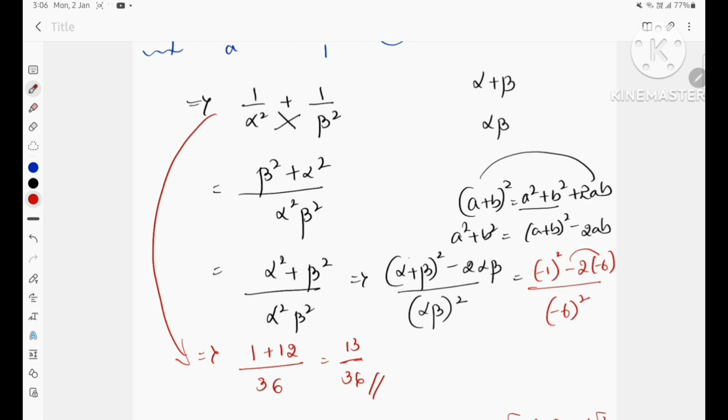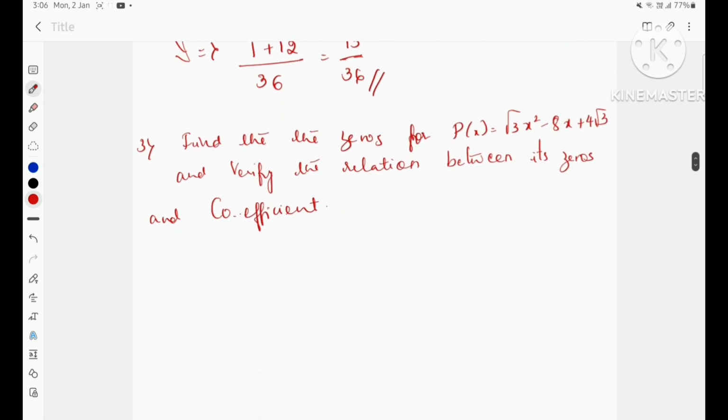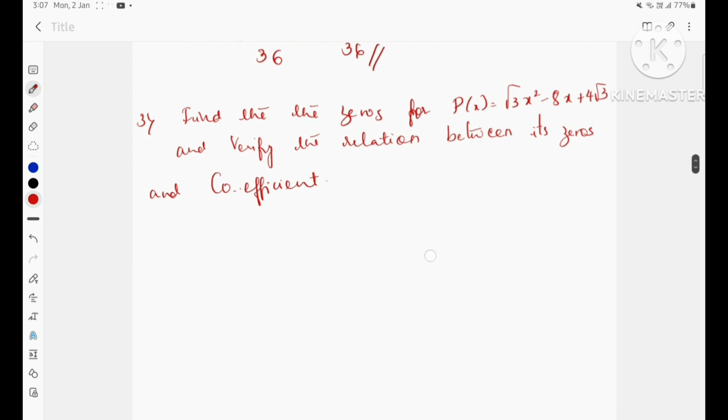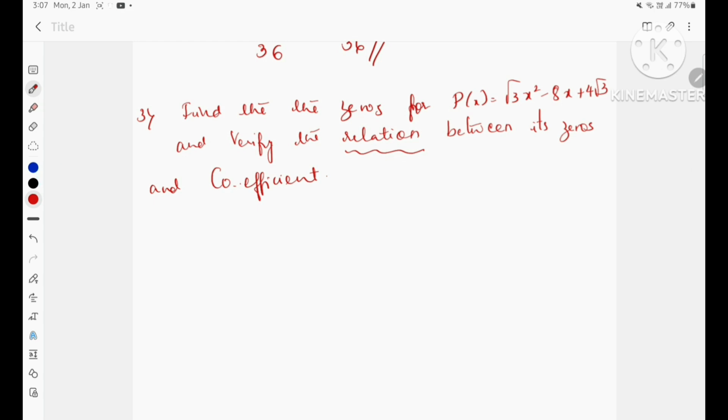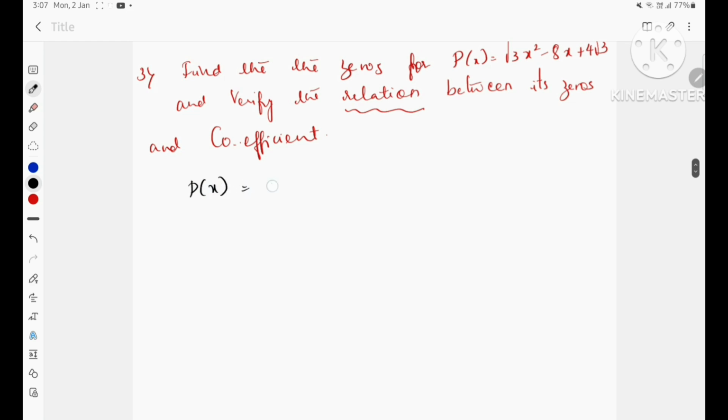So this can be asked for even 1, 2 marks or 3 marks. So the next question is, find the zeros of the polynomial p of x = root 3x square minus 8x plus 4 root 3 and verify the relation between the coefficients. So here we need to verify the relation between the zeros and coefficients. Before that we need to factorize the given polynomial expression.